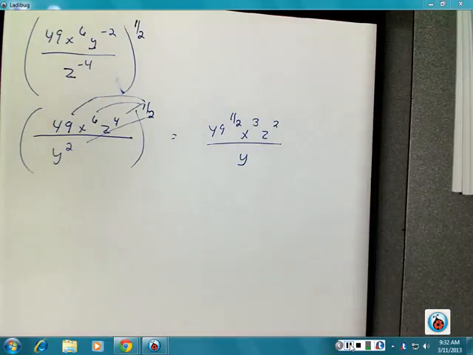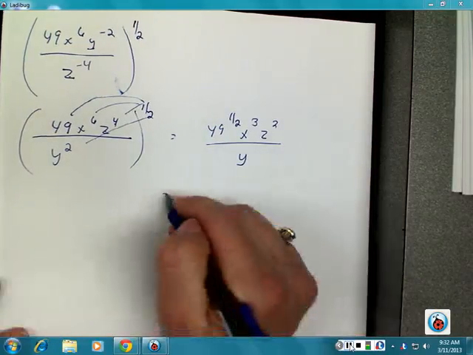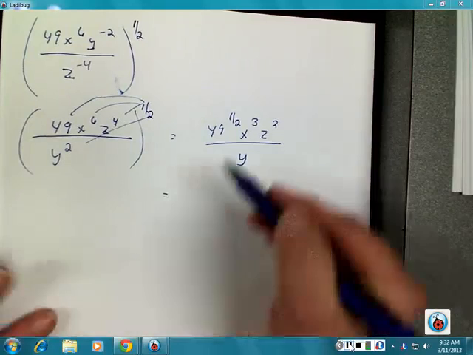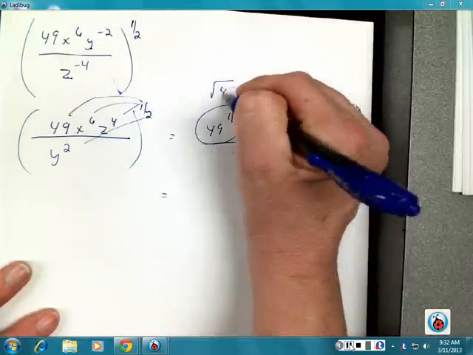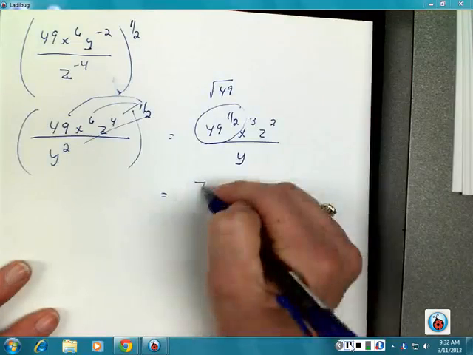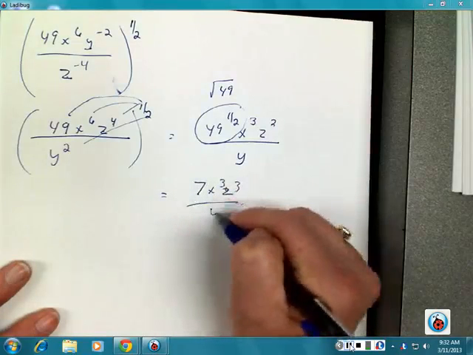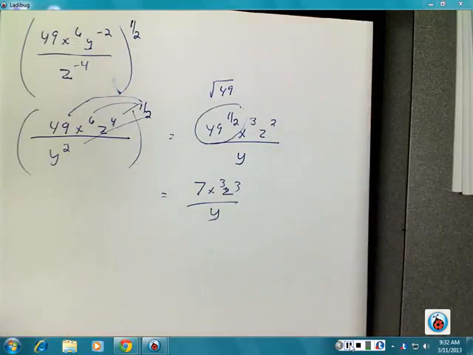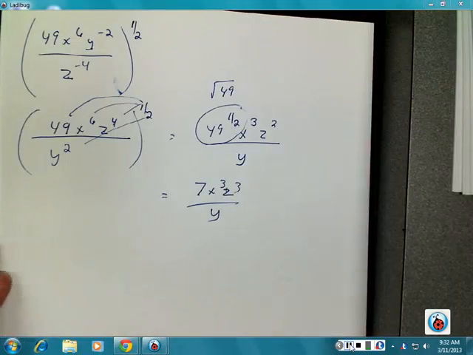Are we done? Now if you type this into Hawks, Hawks would tell you you're not finished yet because of this piece. That really is the square root of 49. So square root of 49 is 7. X cubed z cubed all over y. So you'd have to reduce that part because it is a square root when you've got a half in there with that one.